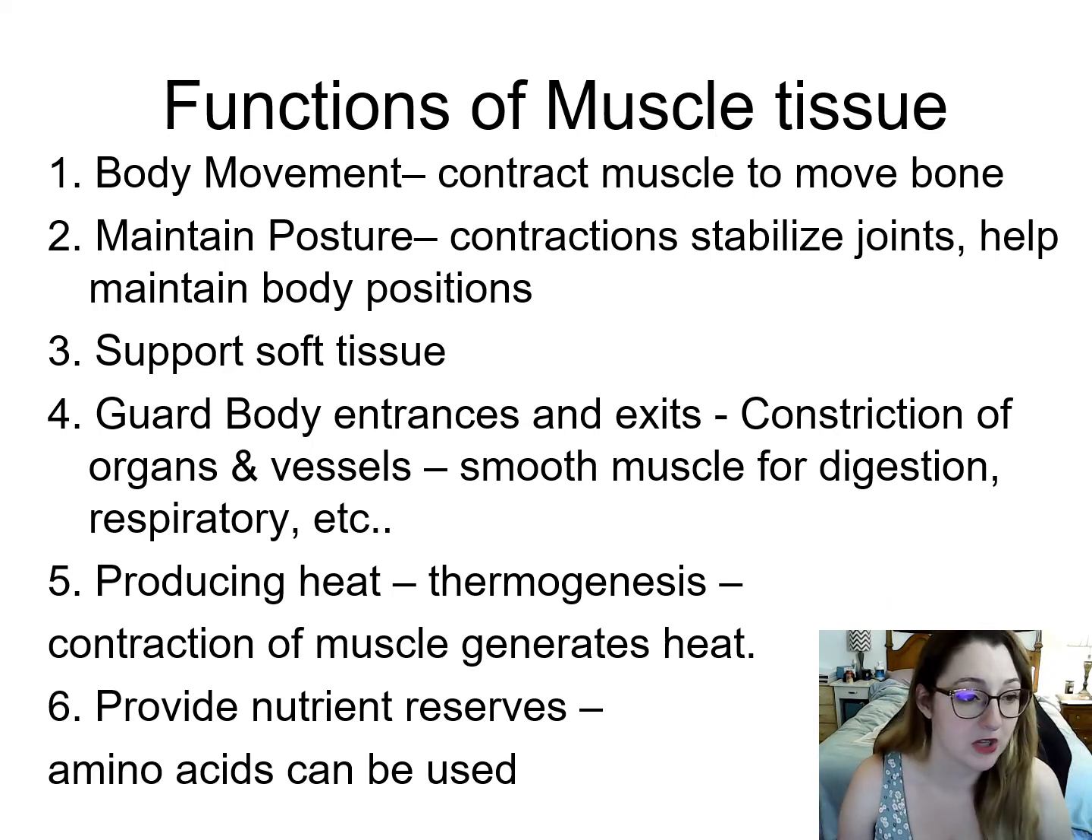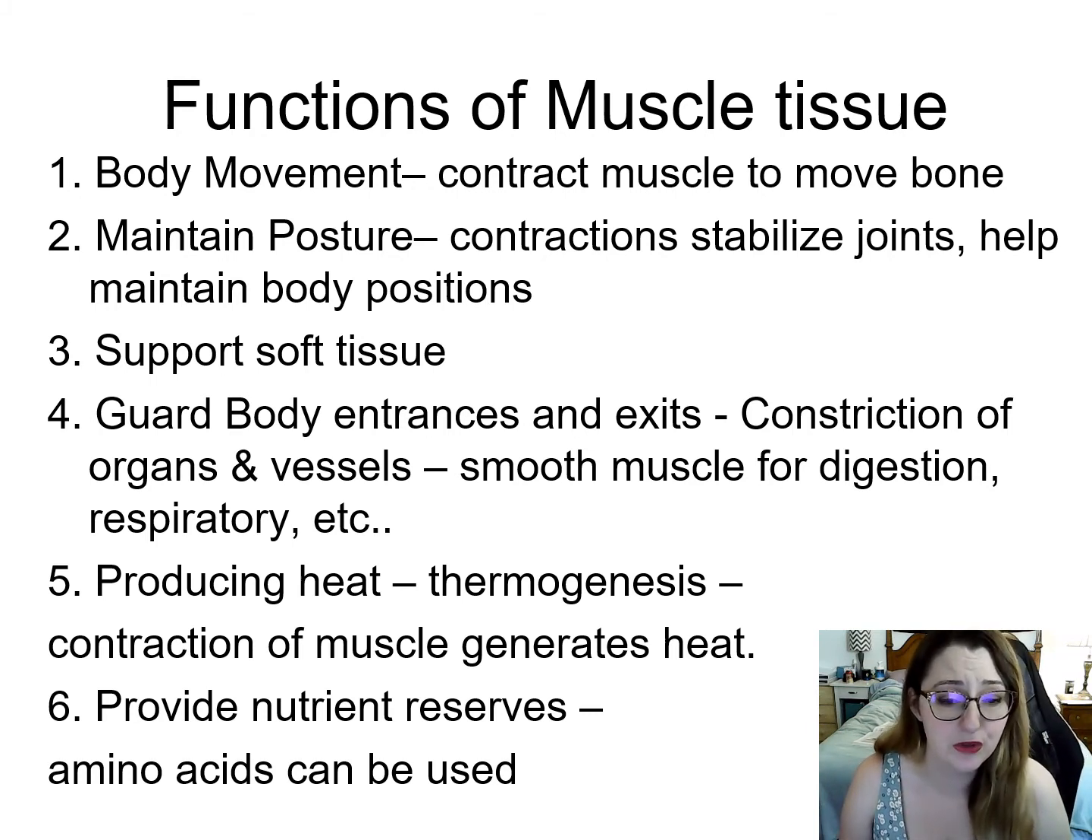We are going to support soft tissue, guard body entrances and exits. So what I want you to think of with this is going to be sphincters. And we will talk about them a little bit more when we talk about the digestive system, but that's more of a smooth muscle function than anything. Producing heat, which is the process of thermogenesis, so contractions of muscles will generate heat. You can also think of shivering in the cold as being an example of thermogenesis, kind of a really intense, exaggerated one, but that does happen. And a provision of nutrient reserves, so amino acids can be used.